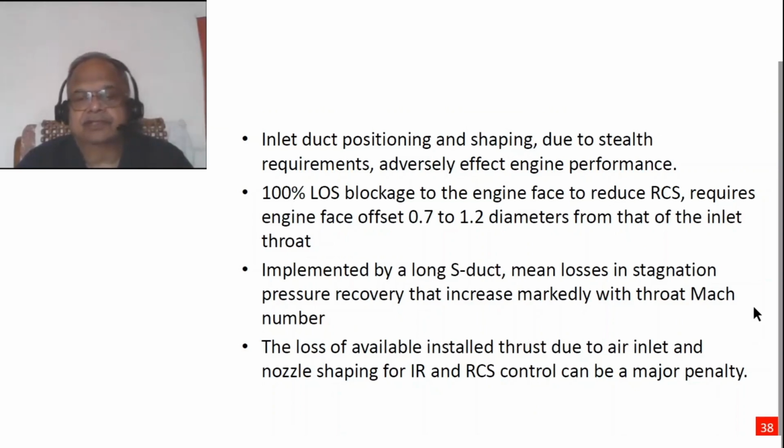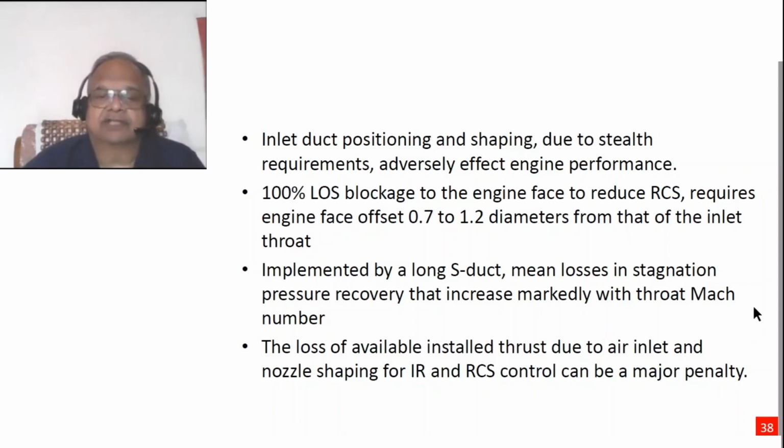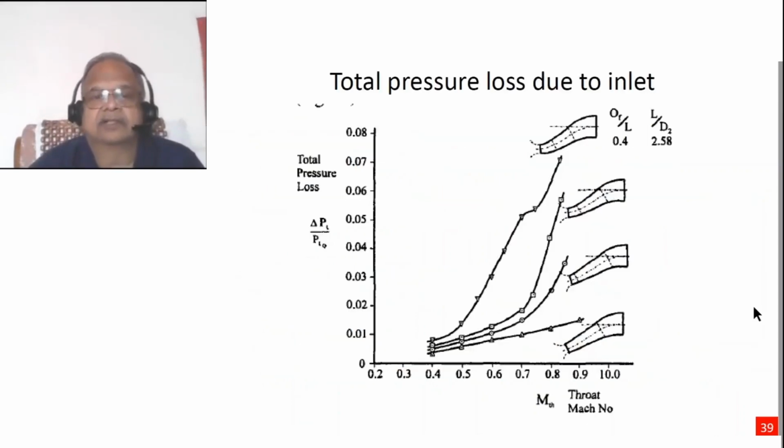When the engine does not get the amount of airflow and the total pressure loss is larger than acceptable, this leads to loss of available thrust due to air inlet and nozzle shaping. A simple engine can give you a thrust of, let's say, 100 kilonewtons, but once installed in such an aircraft, it may have a much lower thrust. What is called installed thrust can be lower because of whatever has been done, especially with the RCS.